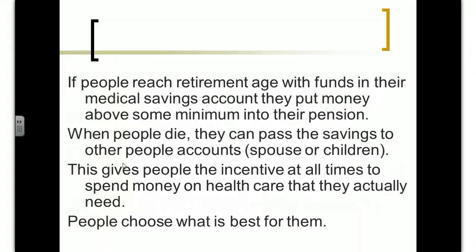So what happens with the money that goes into these accounts? If people reach retirement age with funds in their savings account, they can put some money above some minimum into their pension. So there is the incentive to save the money. If you got to whatever the retirement age was, say 68, as it will be, then if you had a huge pot built up, a pot of money far in excess of what you would spend on healthcare, well, then you can take some of that out.